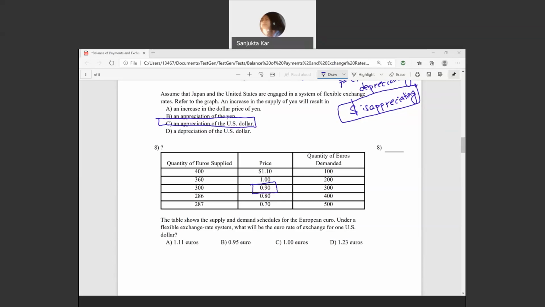So over here, what I really have is $0.90 is equal to 1 euro. So $1 is equal to 1 over 0.90. Hang in there, this has to be euros. So my answer will be equal to 1.11 euros. This is the answer to this question. Question number 8.